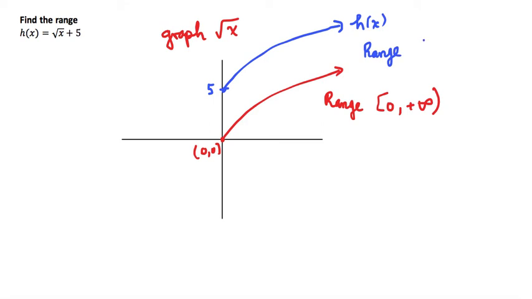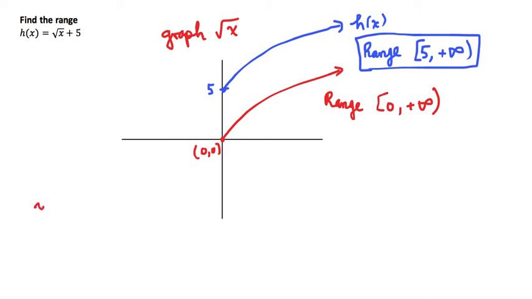It's the closed interval from 5 to positive infinity. So that's actually the correct answer. The graph confirms it. Now, it's worthwhile to actually look at a wrong answer.